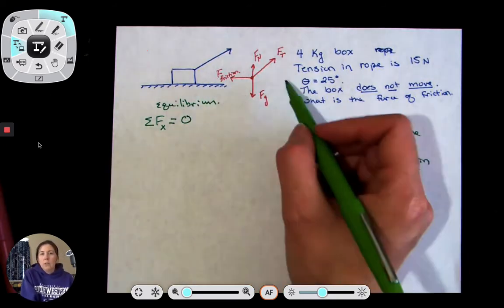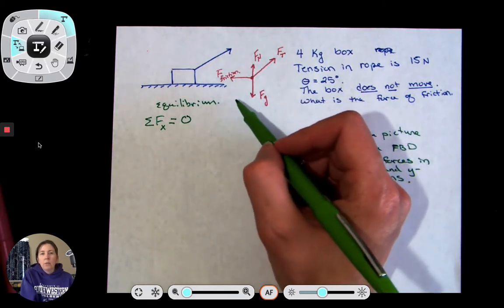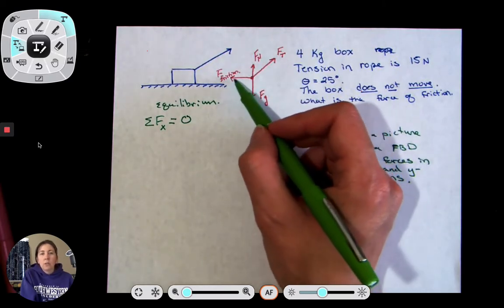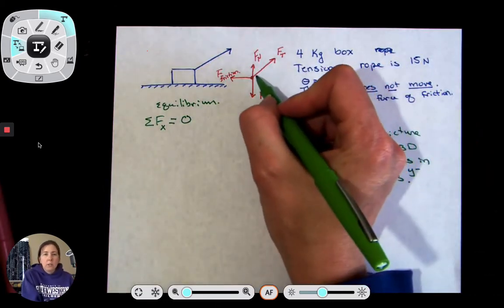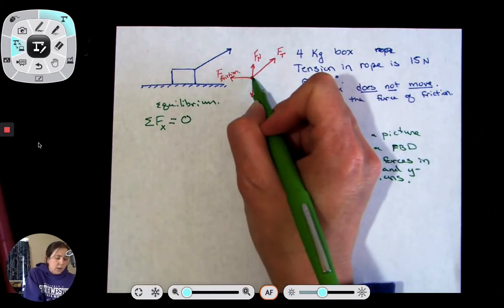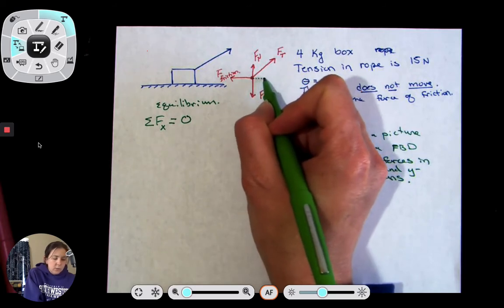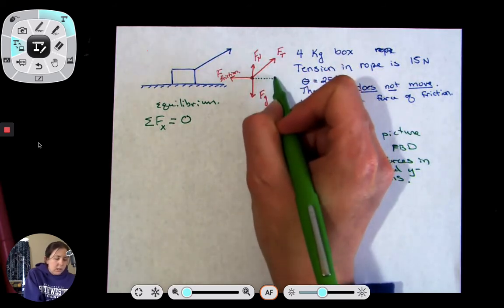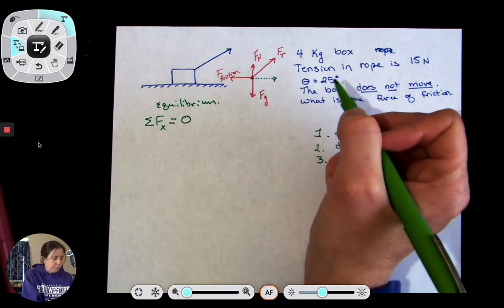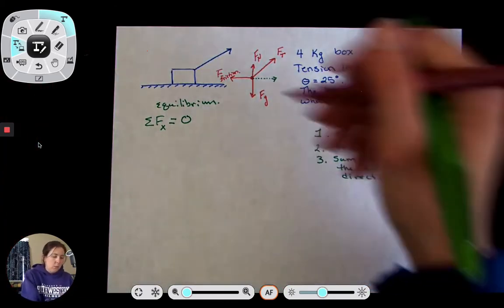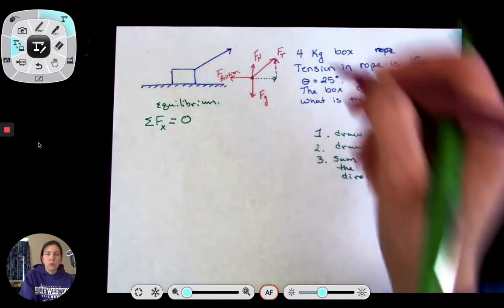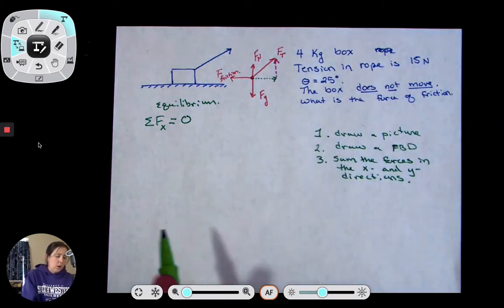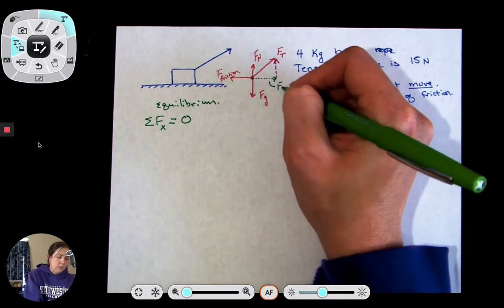Now, when I look at this diagram, I only have one force that is completely in the X direction, and that's the force of friction. So I need to double check my free body diagram. I do have the X part of this force that is going in the X direction, and then there's another part that goes in the Y direction. So I'm going to label this side of the triangle FTX.